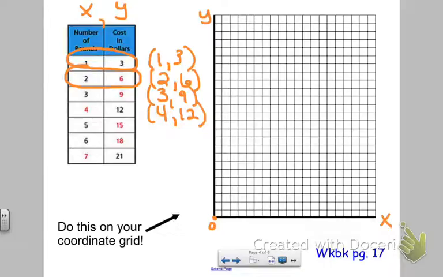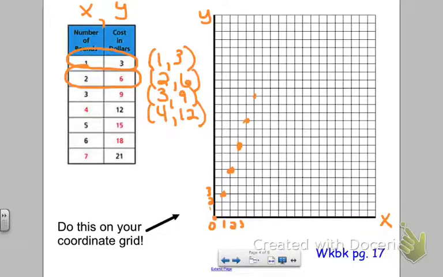So let's see, my first point, 1, 3. I'm going to go over 1 on the x-axis and go up to 3 on the y-axis, so there's my point. 2, 6, I'm going to go over to 2, and then I'm going to go up to 6, right about there. I'm going to go over to 3 and go up to 9, right about there. And I could keep going, and you will see a pattern here.